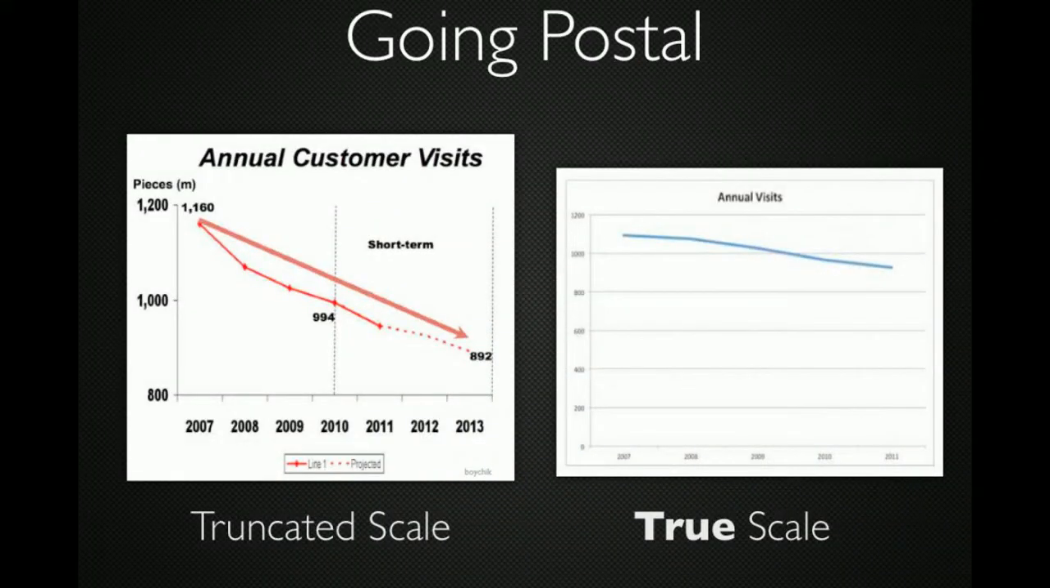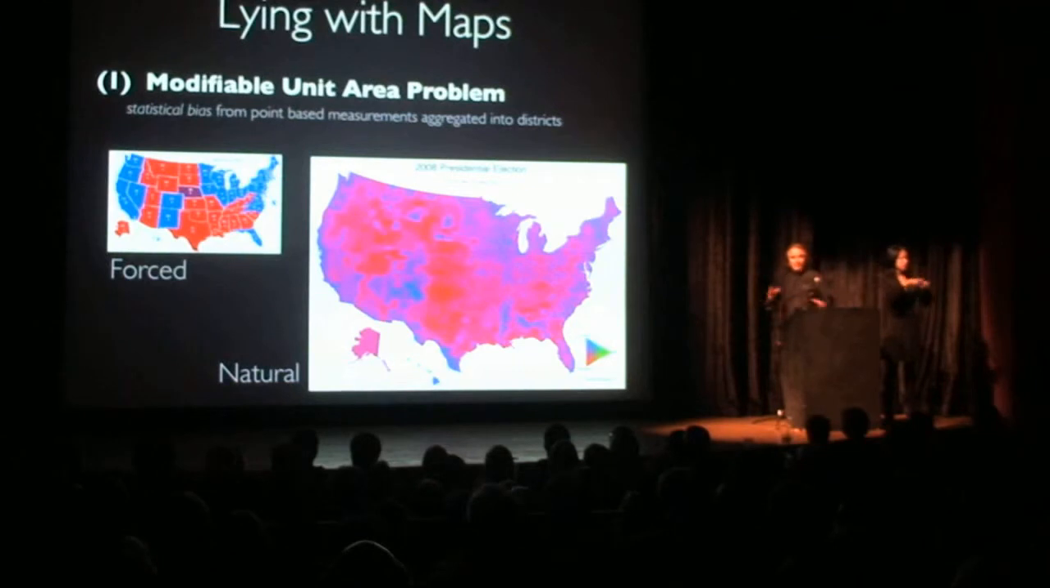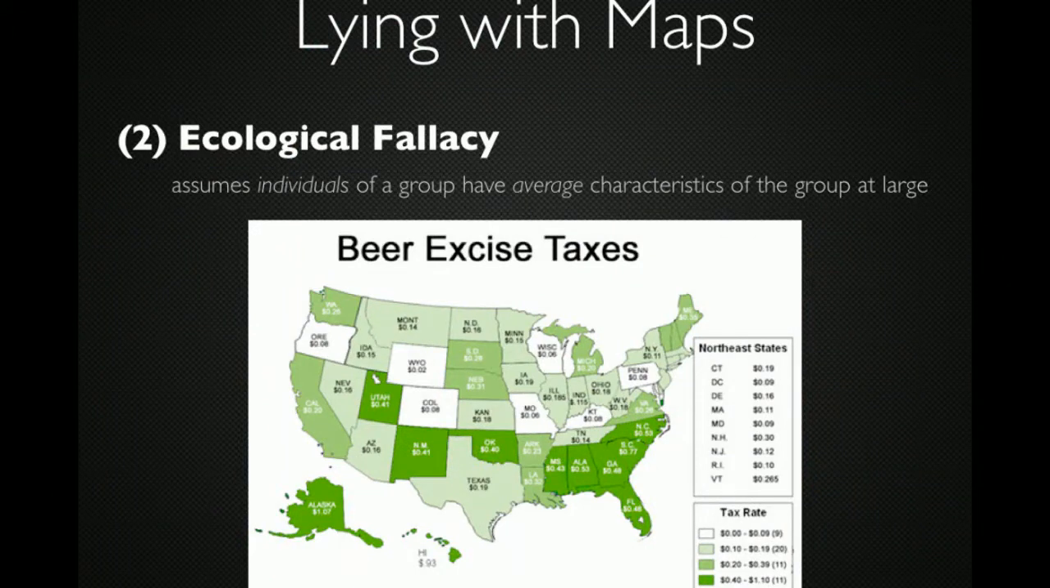This third example, the truncated scale, takes the gradual decline of post office visits and makes it much more egregious than it really is. But probably the most concerning is the cartographic silliness in maps. Two problems exist. Modifiable unit area problem, where statistical bias based on individuals being aggregated into artificial boundaries causes problems. The second problem, ecological fallacy, is where individuals assume they take on the average values of the group as a whole.